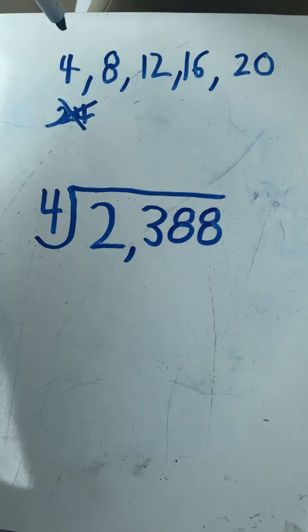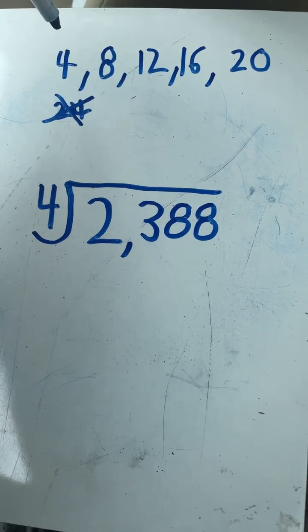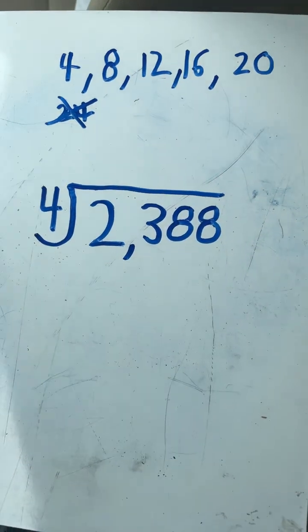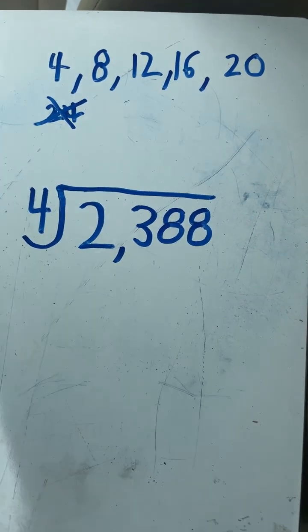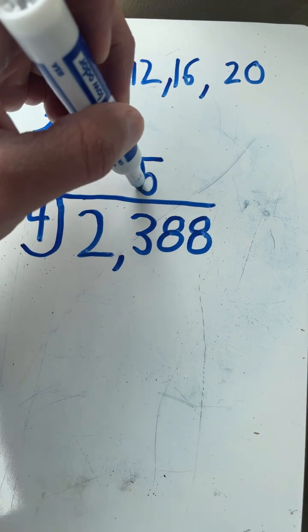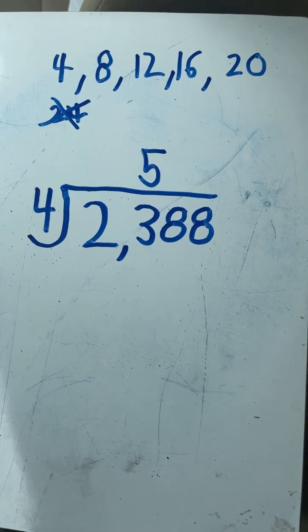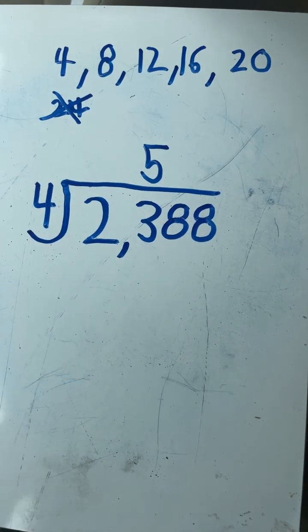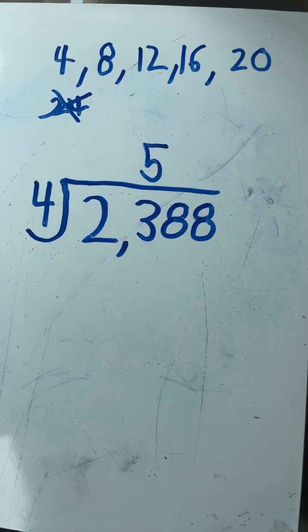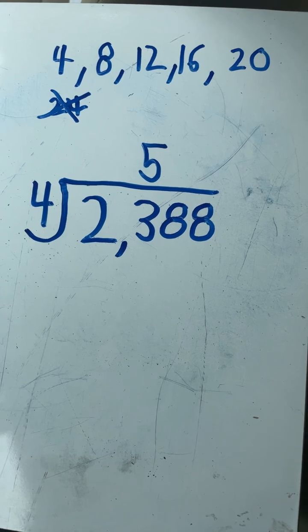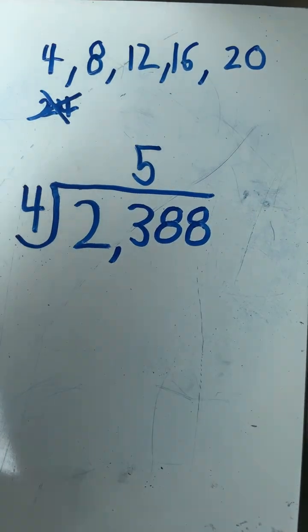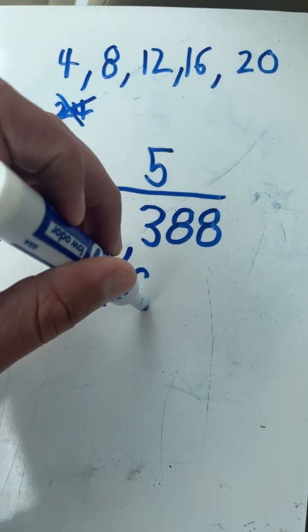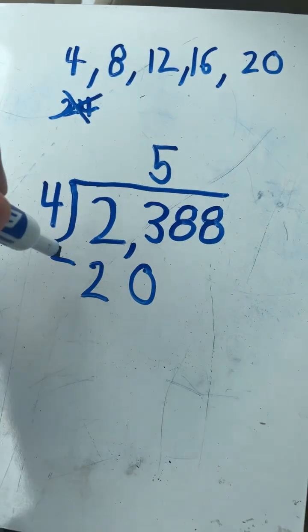But I was able to count by 4 5 times before going over 23. 1, 2, 3, 4, 5. So 23 divided by 4 equals 5 with the remainder. Now to find that remainder, I have to look at the closest number I got to 23 without going over. So when I got to my 5th group, I was at 20. So we have to do 23 take away 20 to figure out what the remainder is.